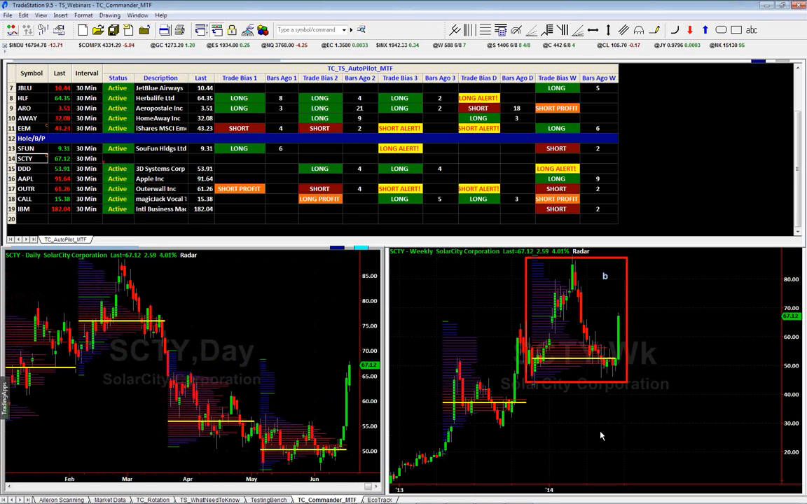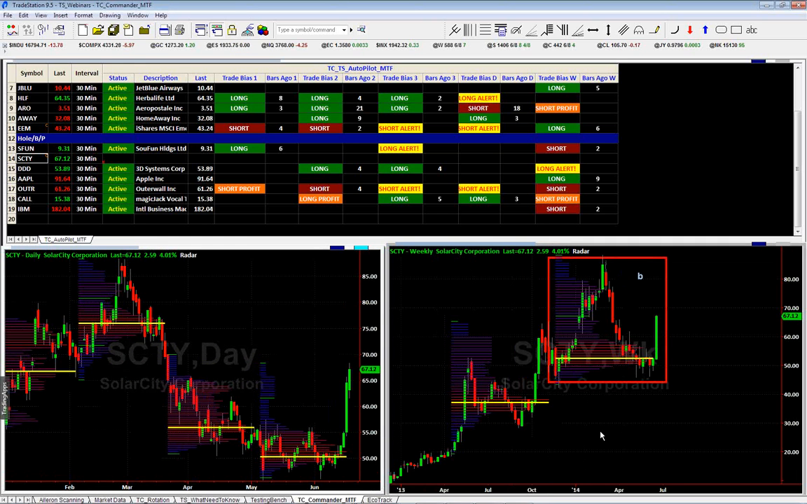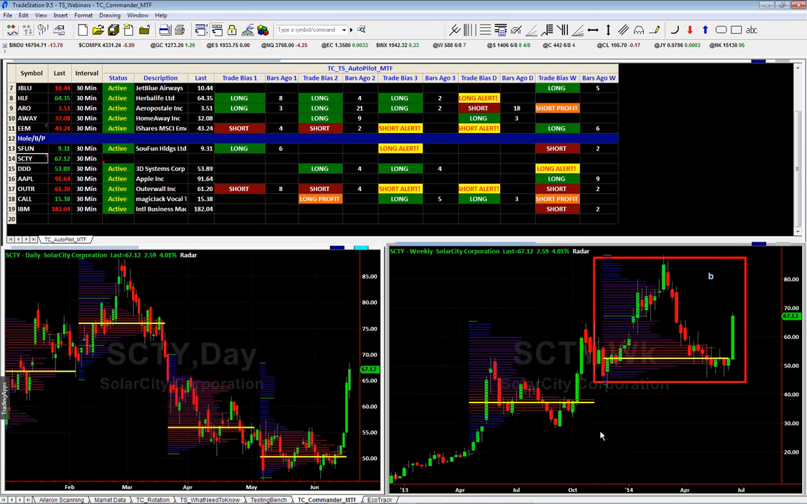A few things to notice here. First of all, on the right-hand side, I want you to focus in on something. This is the weekly, but you can do this on any particular time frame. There is a pattern that we look at here. It's not a perfect pattern here. The daily has the same exact pattern also. It's called a b, a small b. Look at the shape of the b. See that b?